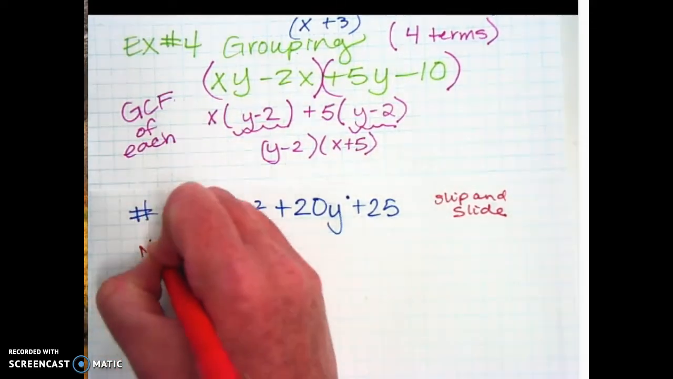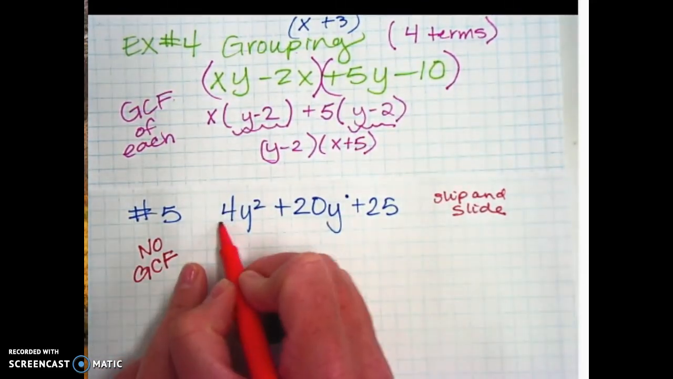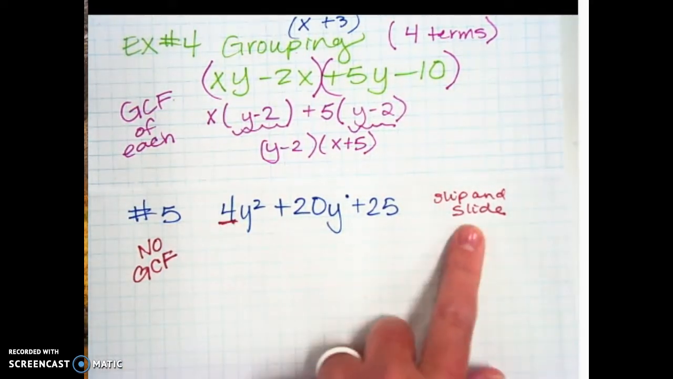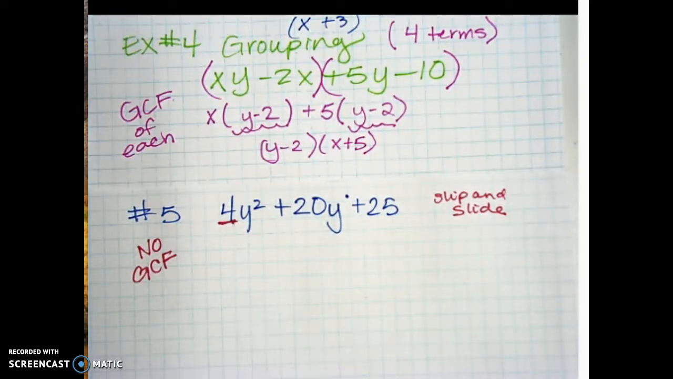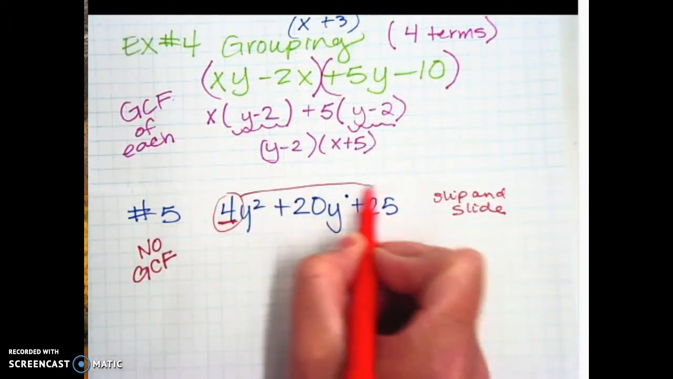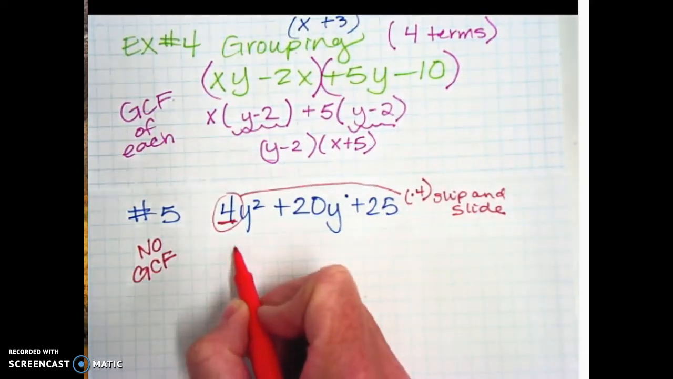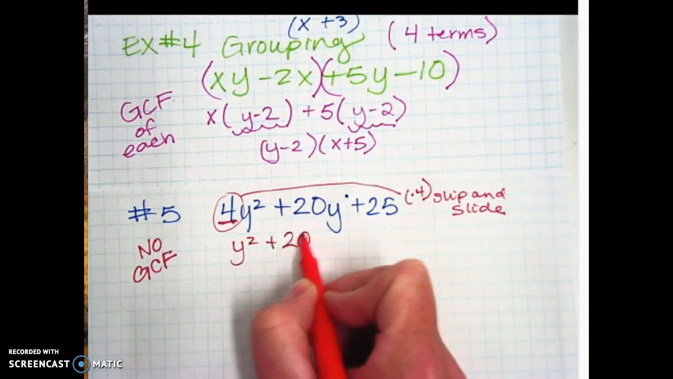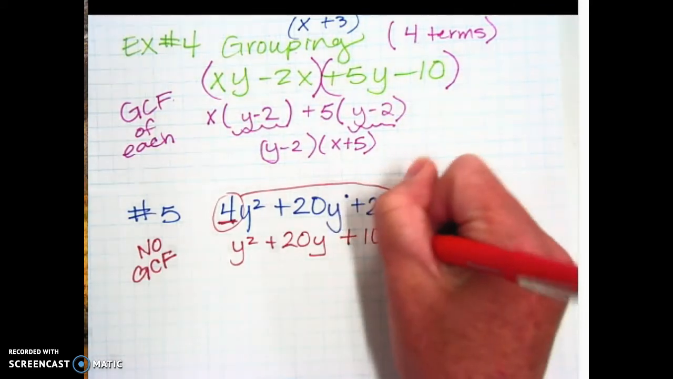So when you don't have a GCF and you end up with this coefficient out front, we're going to use this slip and slide method. If you look in that Algebra 1 review packet flip book, there's a couple more examples in there. I'm going to do one right here, though, so hopefully you remember it. We're going to take that coefficient of 4, slip it down here, and multiply it by the 25. So we are left with y squared plus 20y plus 25 times 4, which is 100.